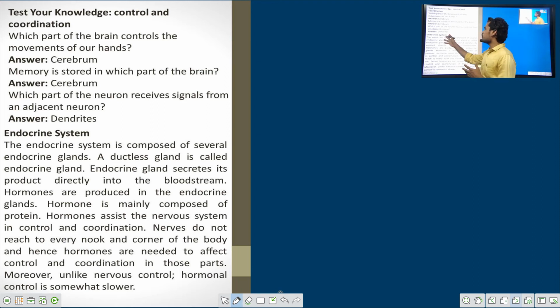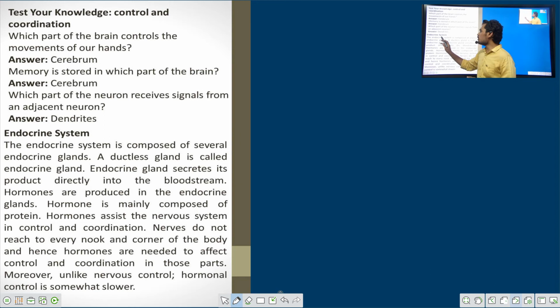So moving on to the endocrine system. The endocrine system is composed of several endocrine glands. A ductless gland is called an endocrine gland. Sometimes there is always an assumption in biology where each part or each simple chemical or protein comes into the picture where we can see its particular unique property.